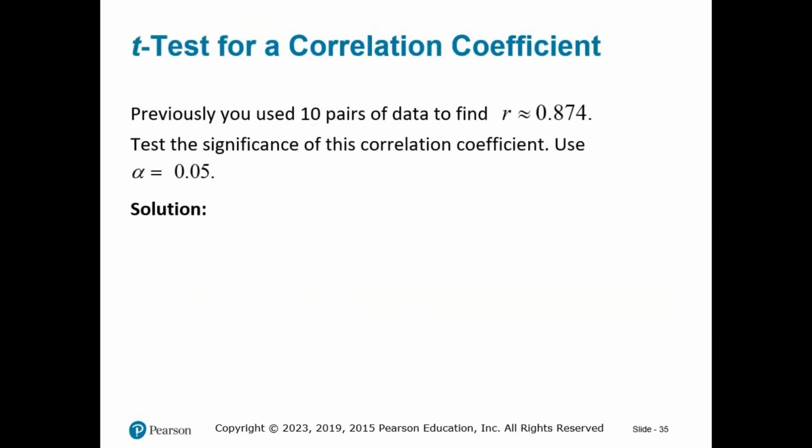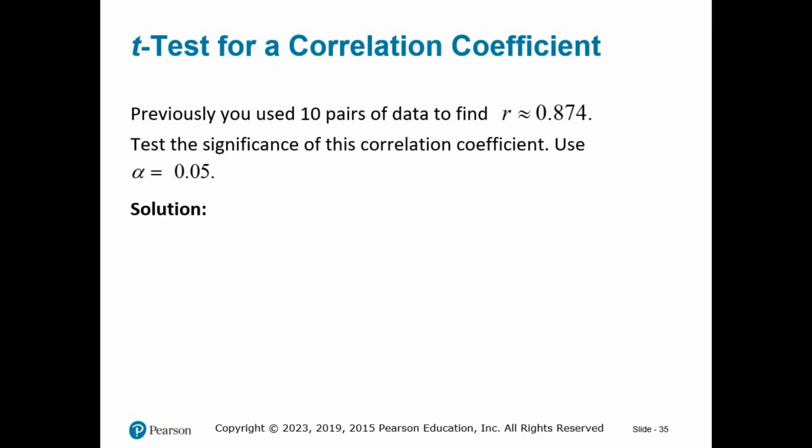So we're going to reuse the GDP data, but use tables to find our answer. So in this case, our N, or number of pairs, is 10. Our R value is 0.874. Alpha is 0.05. The alternative hypothesis is not equal to, so we'll be using a two-tailed test. My degrees of freedom is N minus 2, which will be 8. My alpha is 0.05, and I'm doing a two-tailed test.